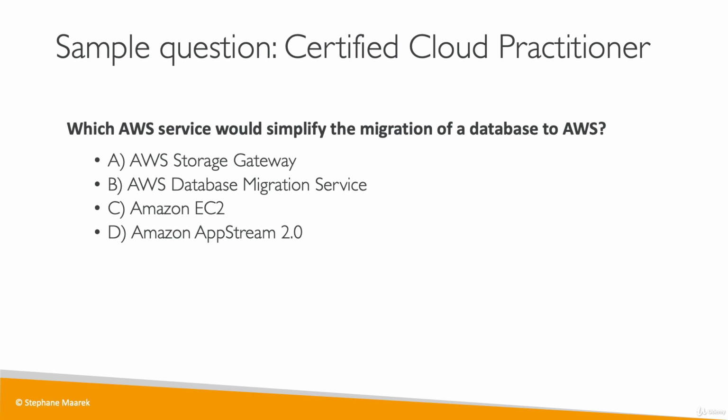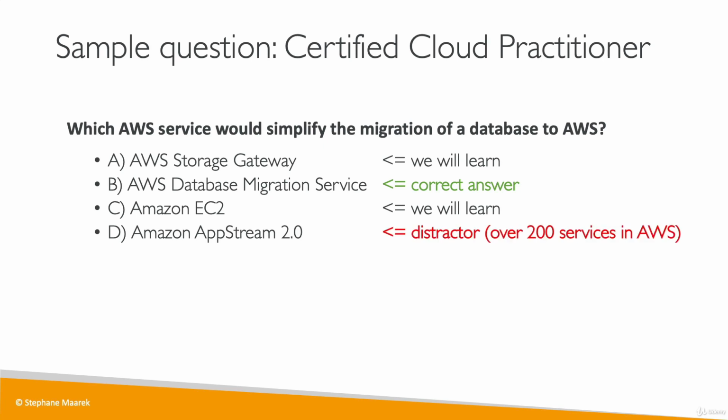Now this course is going to cover most of the services. For example, the first service we will learn in this course. The second service, the name is obvious, it is the answer to the question. That is the correct answer, and we will cover this service as well. For EC2, we will learn as well, and it is possible in the course to have services that will be called distractors, so they will not be covered in the course because there are over 200 services in AWS, but they will appear at the exam as a wrong answer.